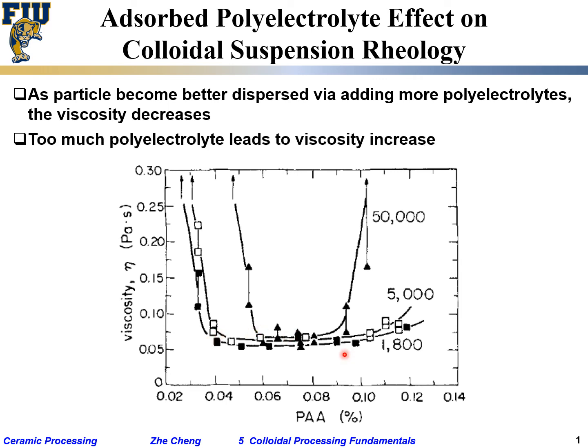On the other hand, again, what happens? Too much polyelectrolyte leads to a viscosity increase, because too much is like anything, it's not good. Too much is not very good. And you see the same thing: the higher the molecular weight, the higher the viscosity you get when you use too much. Okay.